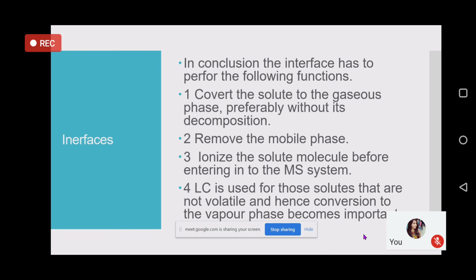So what are the interface functions? As I mentioned, convert the solute to the gaseous phase, preferably without its decomposition. That is obviously the first point, that the solute has to go to the vapor phase if a mass spectrometer is going to accept it. Remove the mobile phase, so the volatile solvent or the mobile phase has to be removed. Ionize the solute molecule before entering into the MS system.